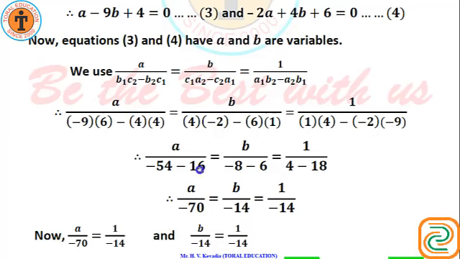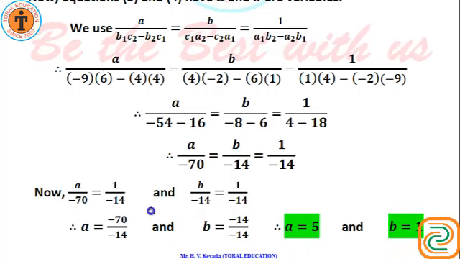Here minus 54 minus 16, both are negative, so we will do addition, minus 70. Here also both are negative, 6 plus 8, minus 14. Here 4 minus 18, that is minus 14, because one is positive, one is negative, so it will be subtraction. Therefore we will take 1 with this and 1 with this.